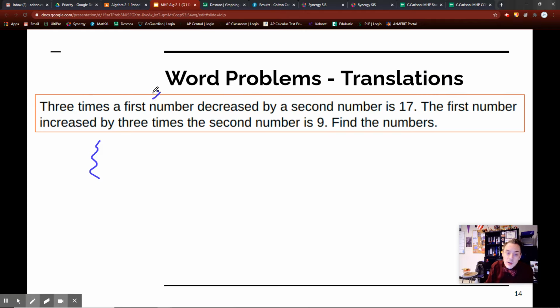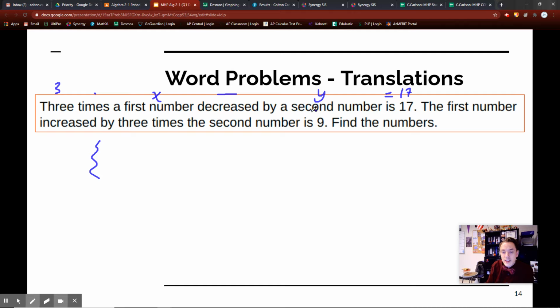What's the first number? Well, we don't know it. Let's just call it x. What's times? Well, that's a multiplication symbol, so dot. 3 means 3, of course. Decrease means subtract, okay? A second number, do we know that number? No, let's just call it y. And then is equals, and then 17.